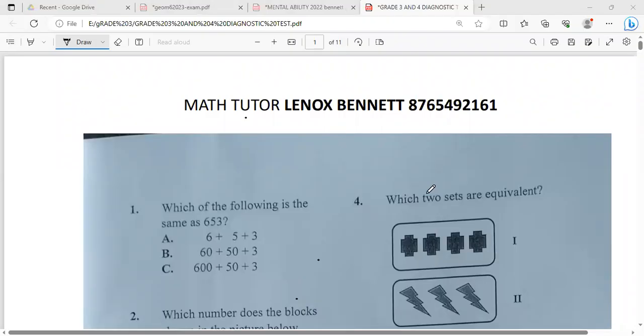This is the grade 3 diagnostic test. Now, usually I start my classes at grade 4, but I'm realizing the students are not where they are supposed to be at grade 4, so I'm going to help build them up for grade 4 by doing grade 3 content, and I might start a grade 3 class.